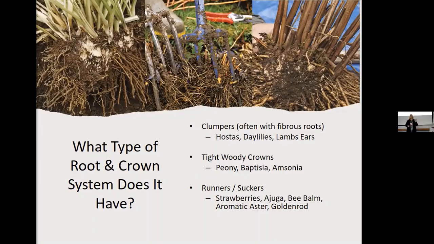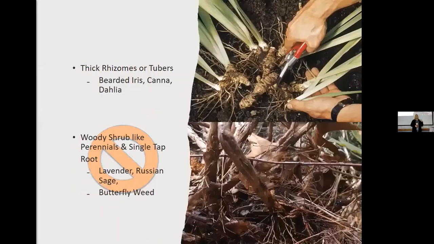Next one is runners and suckers, and that is plants where you've got a parent plant and then adjacent to it but not attached, you've got another plant, and there could be a stem above ground, maybe not. If it's a sucker, you probably don't see anything other than the new plant coming up over on the side. The fourth type is rhizomes and tubers. Rhizomes, think of iris. It has that underground stem. Most people think that's a root. It's actually an underground stem, and that goes horizontally, at or near the ground level.